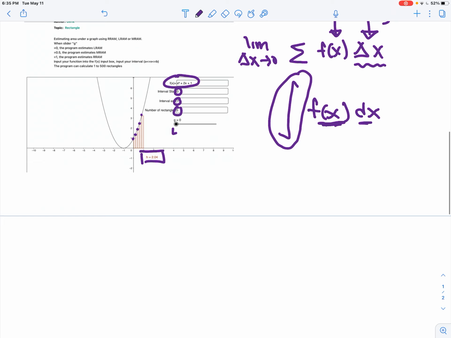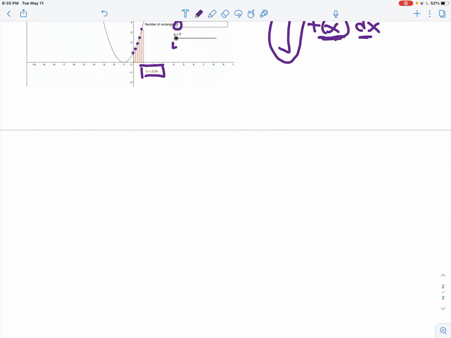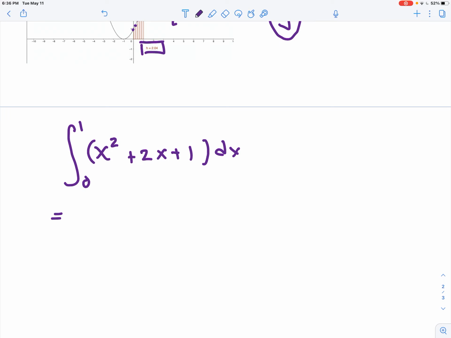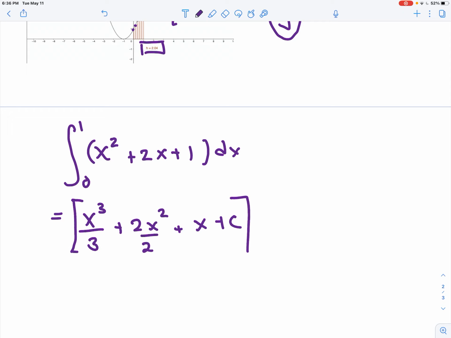Okay, so let's actually use that notation to find the real answer. So we have 0 to 1, and we have x squared plus 2x plus 1 dx. Now, how we solve this is we find the antiderivative, and we do that using our 5 rules. So x cubed over 3 plus 2x squared over 2 plus x plus c, and we put that in big square brackets from 0 to 1 because it's a definite integral.